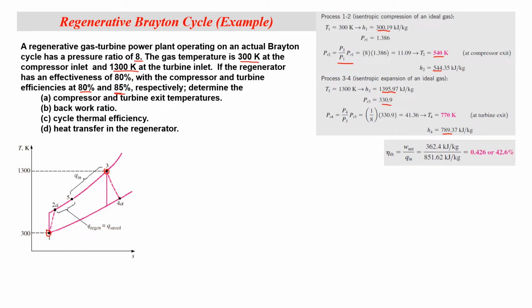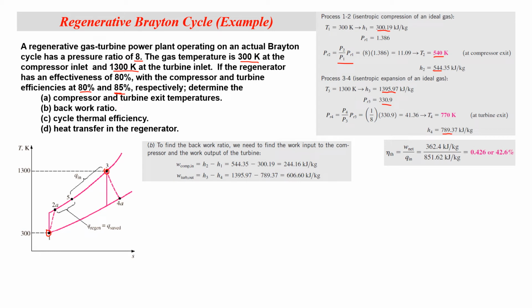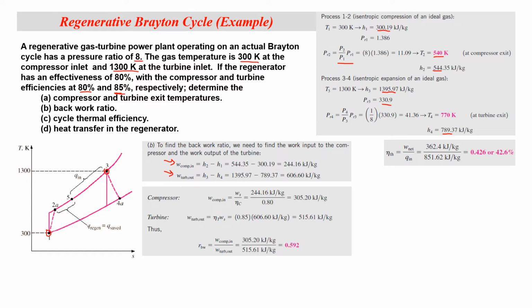So now what we do is we take this ideal compressor work and turbine work, and we calculate the actual compressor and turbine work. In actual, the compressor has to do more work than the minimum necessary, so we get more compressor work compared to the ideal compressor work, and for the turbine we get less turbine work compared to the ideal turbine work. Okay, so we get the back work ratios, and we didn't actually calculate the exit temperatures.